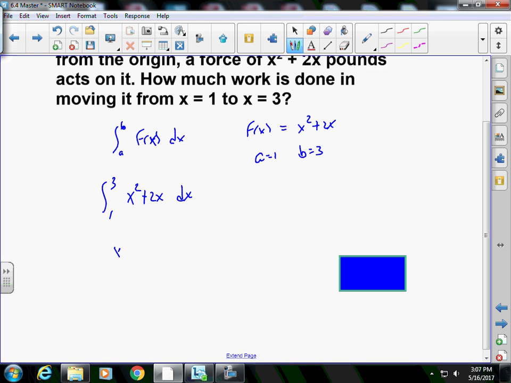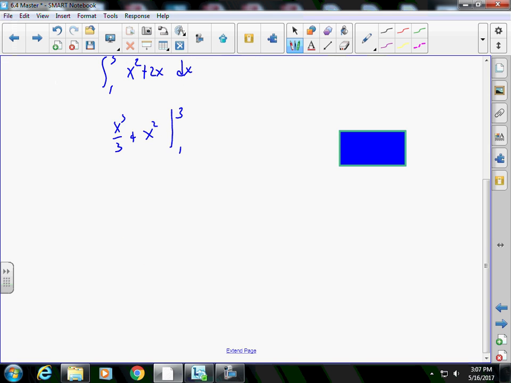I'm going to integrate this: x cubed over 3 plus x squared from 1 to 3. So now that I have that, I end up with 9 plus 9, subtract 1/3 plus 1, which gives me a total of 50/3 foot-pounds, or you can give me 16 2/3 foot-pounds. Do not give me a decimal unless I ask for it.